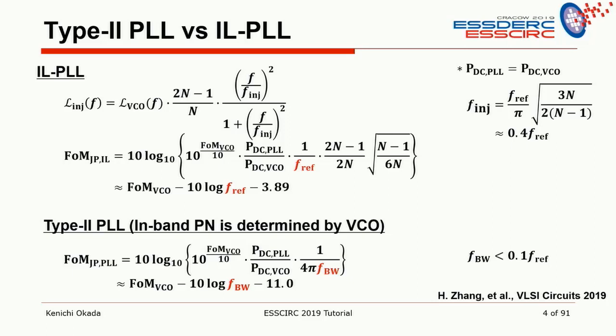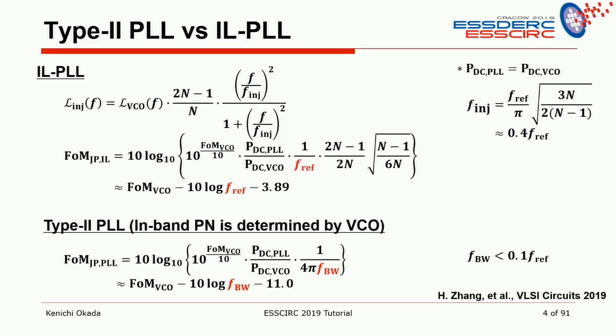In this case, I assume the total power consumption of the PLL is just determined by the VCO. So we can obtain this equation. This equation suggests that PLL-FOM is simply determined by VCO-FOM and the reference frequency. That means if we want to improve the PLL-FOM, we just improve VCO-FOM and use a higher reference frequency. It's actually very simple, but in case of injection-locked PLL, almost this equation can be realized even by simple design, because there is no charge pump or TDC. Easily, FOM can be improved like this.